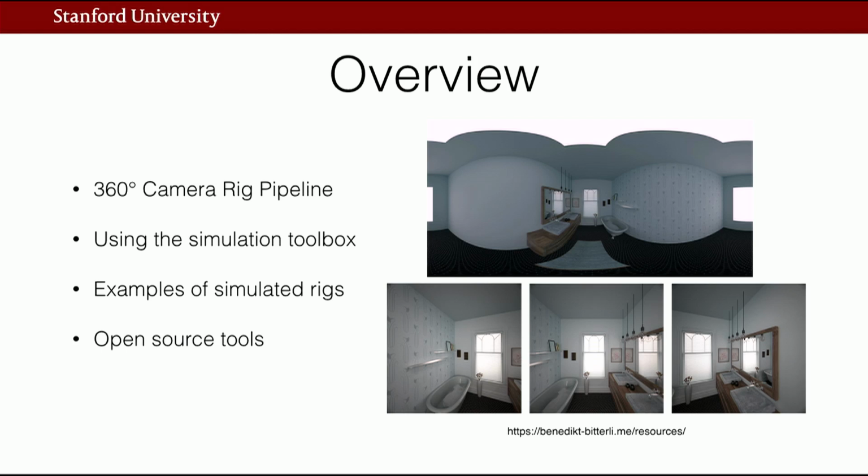Here's an overview of what I'm going to talk about today. First, I'm going to go briefly through the camera rig pipeline in order to give you some context about where our simulation sits within this system. Next, I'm going to talk about the steps in our simulation in more detail and show you how to use it. Then I'm going to show you some examples of simulated images from the rigs I showed you in the first slide. And lastly, I'm going to close on some of the open source tools that we have available. One note is that all the 3D scene models that I've used in this presentation are from Benedict Bitterly, with some minor adjustments to make them work with our tools. You can find all the original scene data on his website.